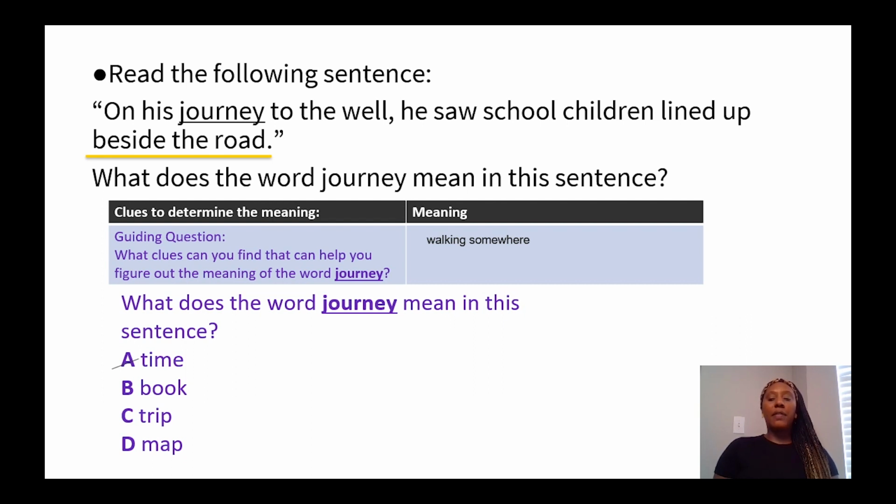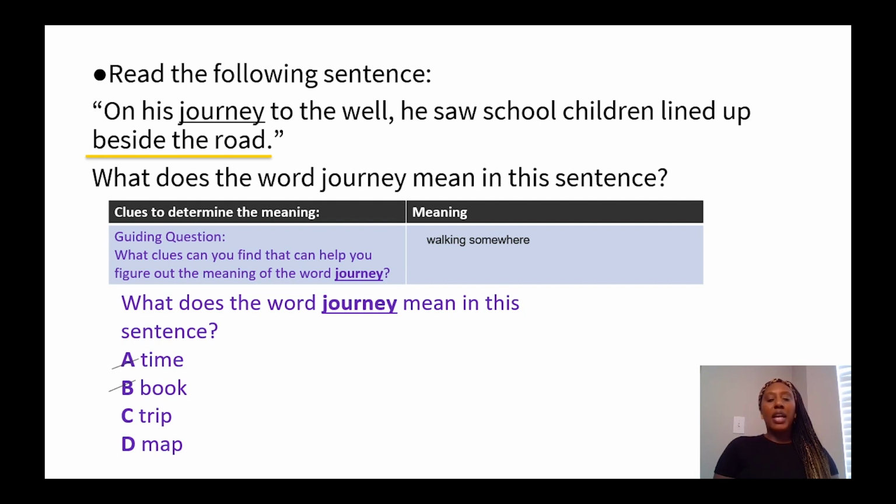I want to get rid of two, so I'm going to get rid of another one. Looking at my answer choices, another one that I believe doesn't make any sense or match my clues is going to be answer choice B. We're not talking about a book. We're talking about him traveling to go to a well, going to a well somewhere on a road.